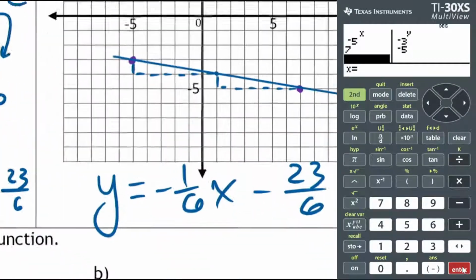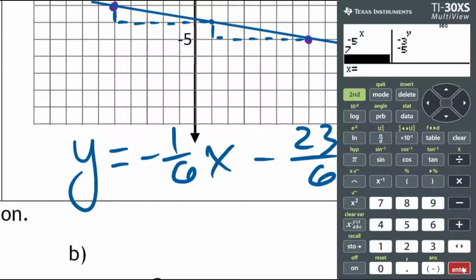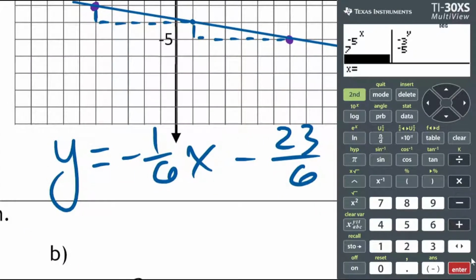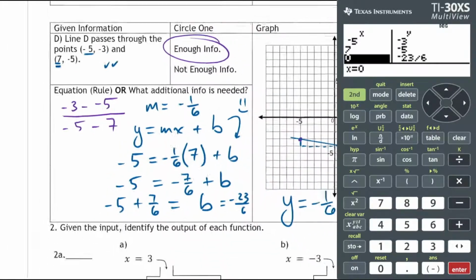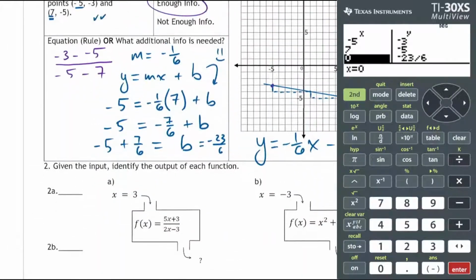Another thing that I know is true because it's the y-intercept: if I give this equation x is 0, it should tell me negative 23 sixths. And it does. Oh, yes, it does. All right, so that's the answer for D. Let's move on to question 2.